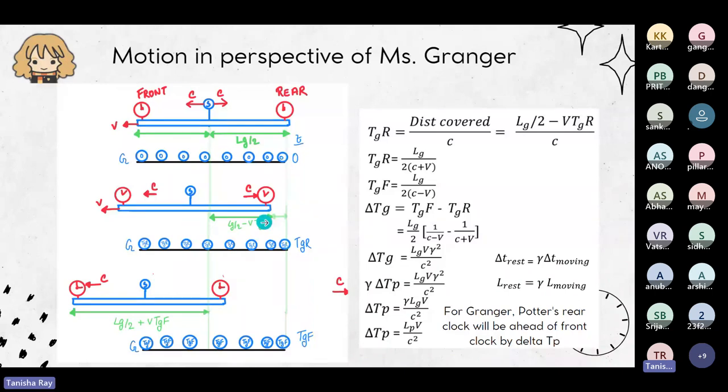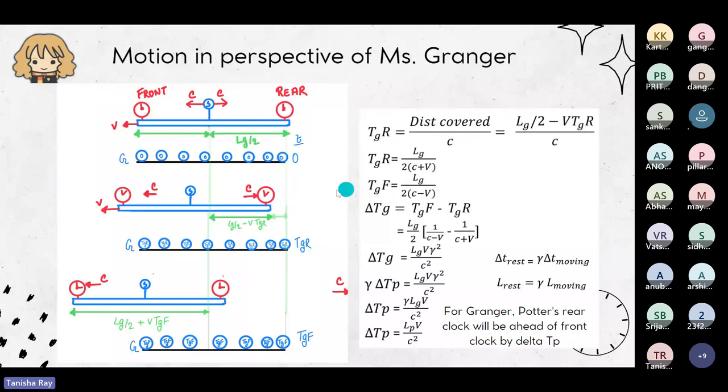Now that we understand that a simultaneous event for Harry became a non-simultaneous event for Hermione, if we go into this frame and try to calculate it, we will find that the time taken for this ray of light to reach the back of the train will be the distance that it had to cover divided by the speed. The distance here will be half of the length of the train minus the distance that the train has covered in this duration. Then we simply divide it by the speed, and we will reach this reading.